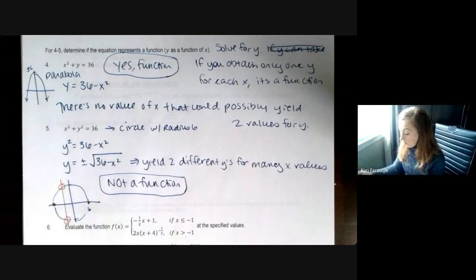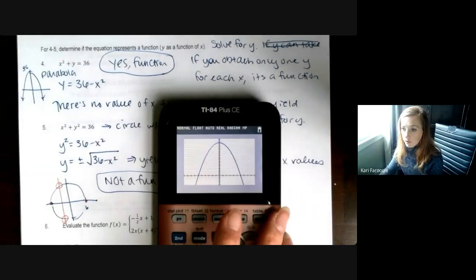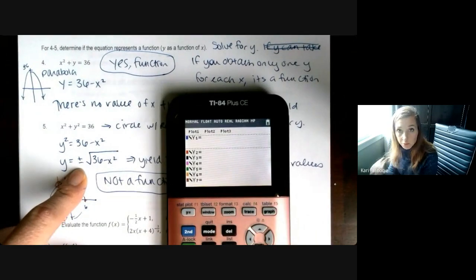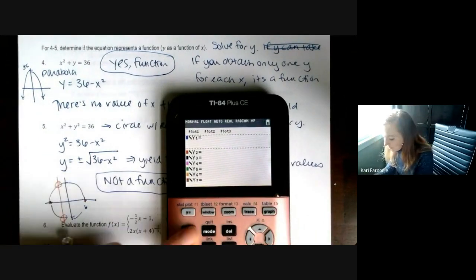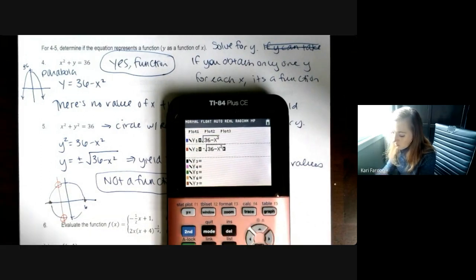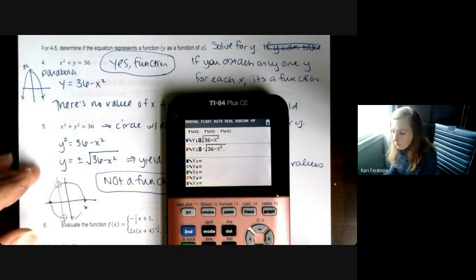If you will remember correctly, the way that you would actually have to graph this in your calculator would be to graph each piece of this function. So one of the pieces would be the square root of 36 minus x squared, and the other piece would be the negative square root of 36 minus x squared. And that's the only way that you have right now of graphing a circle.